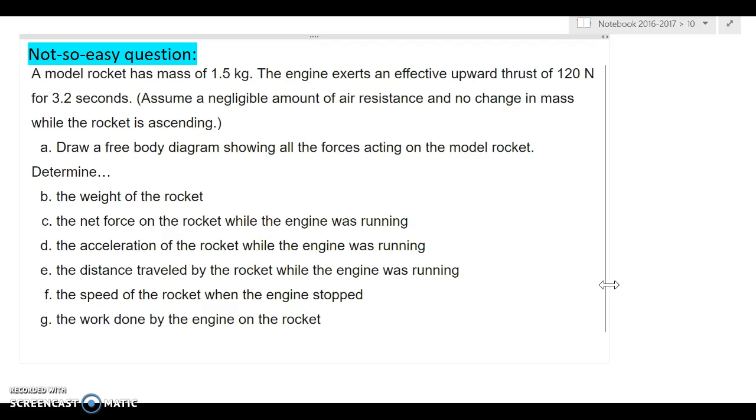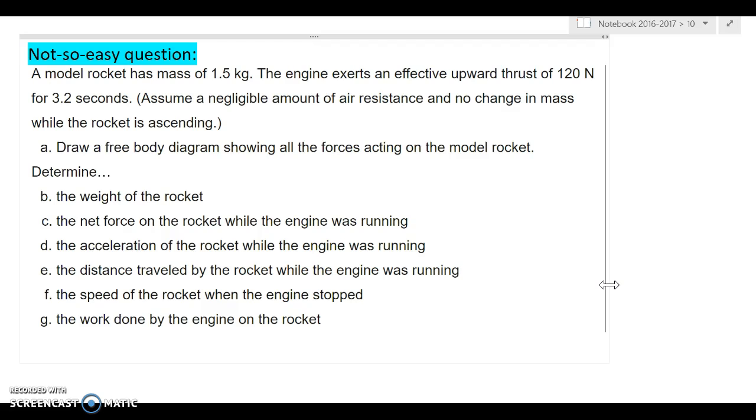We're ignoring air resistance, we're pretending it doesn't exist in order to simplify things, and we're assuming that the mass of the rocket does not change. The mass of a real rocket would change as it ascends because fuel is ejected from the back. But we ignore these things, we pretend they don't exist. It makes things simpler for us.